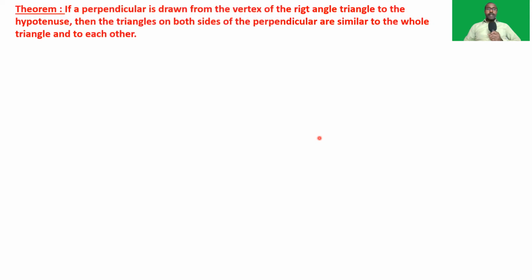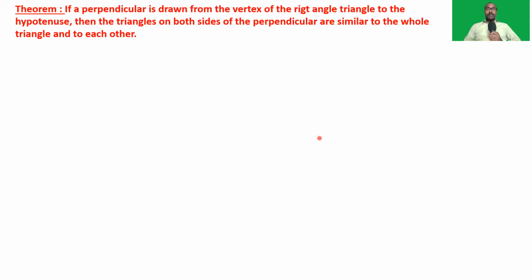In this class, we are going to prove Pythagoras theorem, which is very important in this chapter. So, before going to Pythagoras theorem, we need to introduce another theorem which helps us in proving Pythagoras theorem. And the theorem is, if a perpendicular is drawn from the vertex of the right angle triangle to the hypotenuse, then the triangles on both sides of the perpendicular are similar to the whole triangle and to each other.